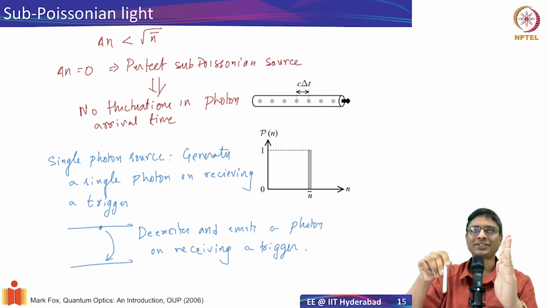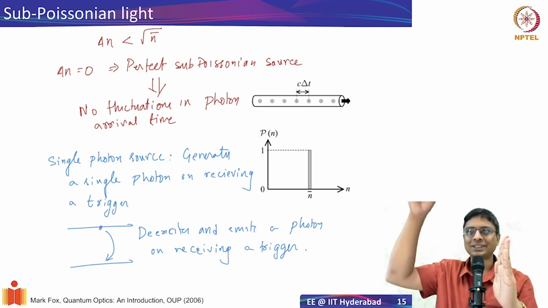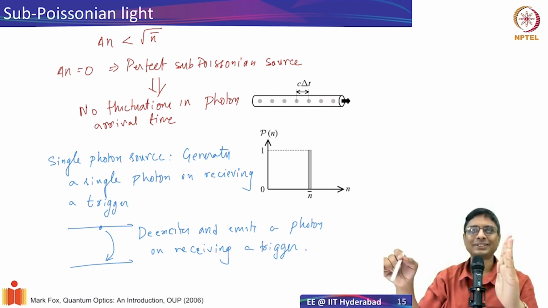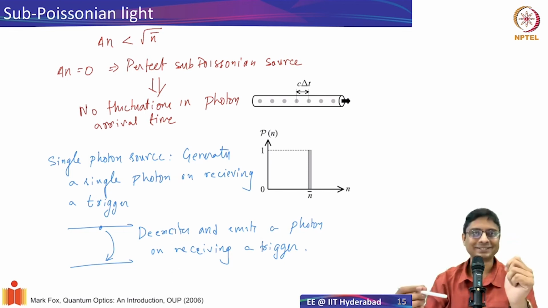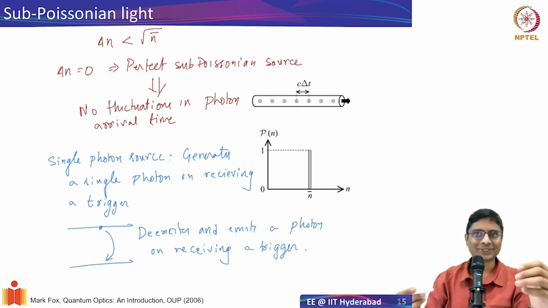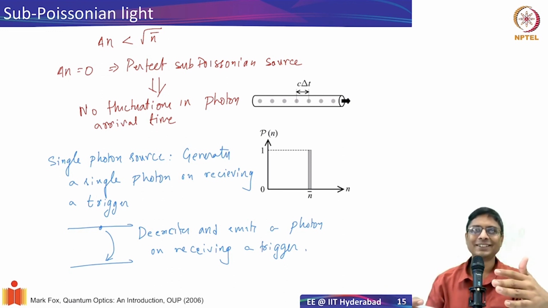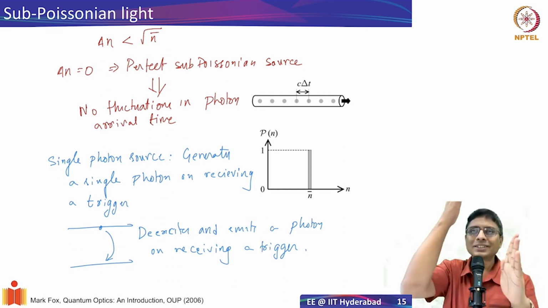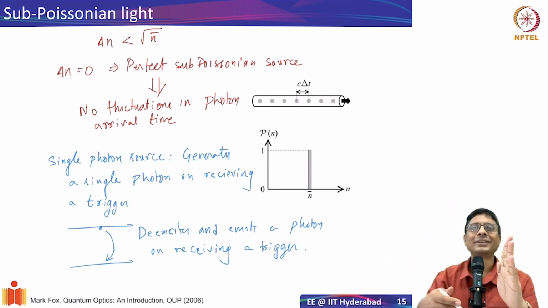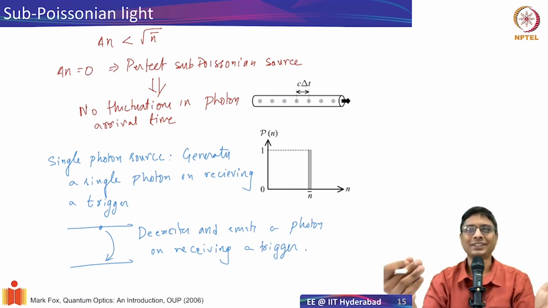At 2 microseconds trigger, it will emit immediately. 3 microseconds, it will emit a photon. Do you know how to reduce the lifetime? Purcell factor. So basically, you create a nanostructure which has a very large density of states. Then the spontaneous emission lifetime reduces. So nanophotonics can be used to generate photons deterministically.